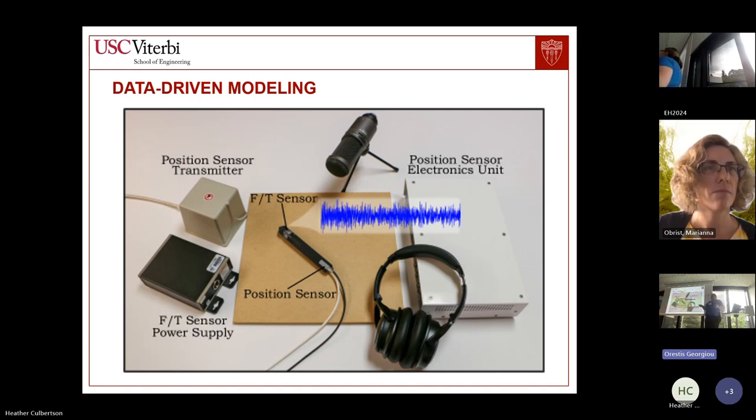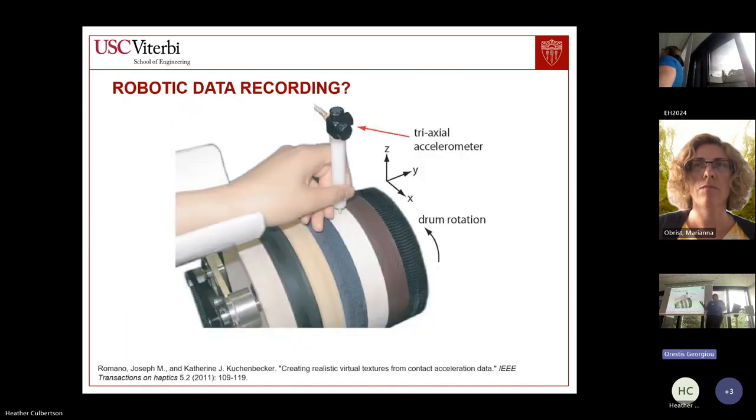So using these vibrations that were recorded from when you're dragging a tool across a rough or bumpy surface, and looking at how those vibrations change based on how you're moving the tool, whether you're moving it faster or slower, and how the surface properties of the material change. Collecting this data is really challenging.